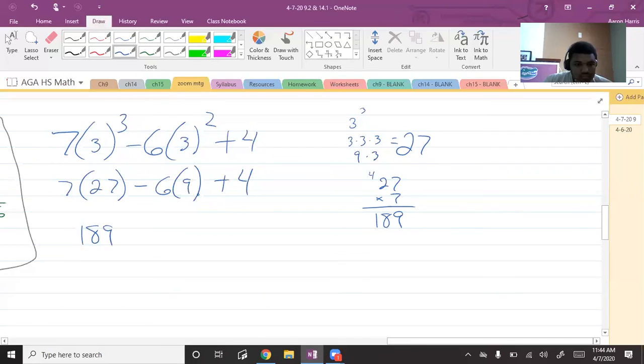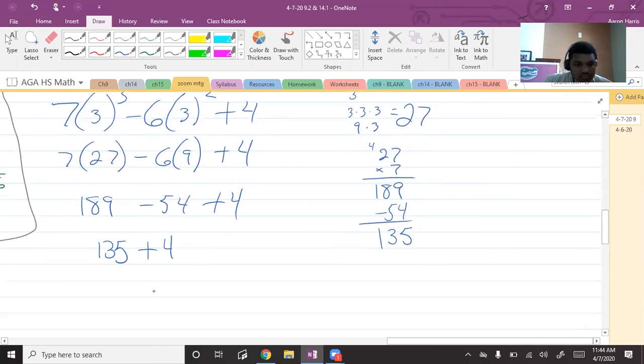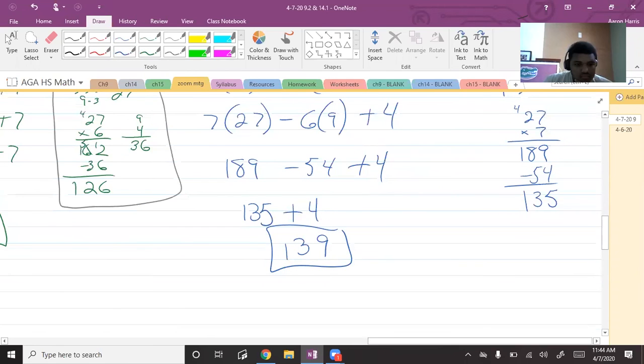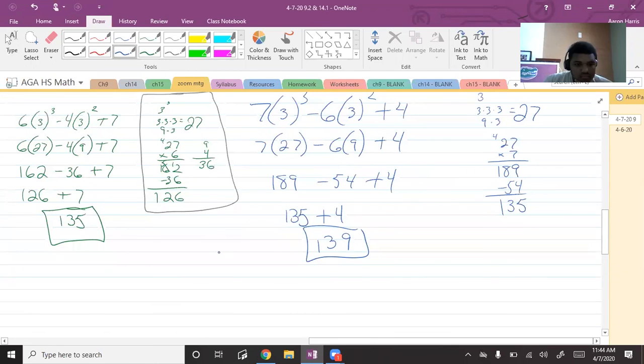Right there. And 6 and 9 get you what? 54. Yes. Right there. Then we're able to do what? Plus 4. So 189 minus 54. 9 minus 4 is what? 5. 8 minus 5 is 3. Get 1. So 135 plus 4 is what? 139. Now I look at both of them. Look at that, real close, but this is still less than the 139. So 139 is greater. Any questions on that?